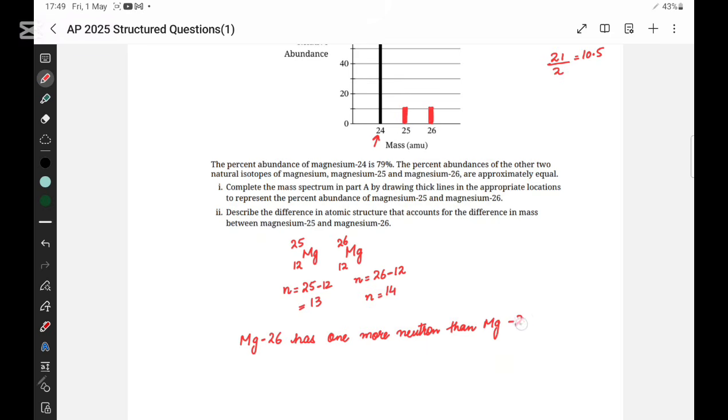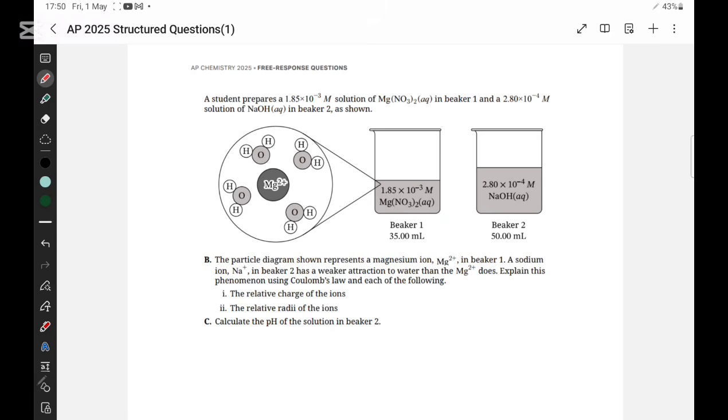So the next question, a student prepares a 1.85 times 10 to the power minus 3 molar solution of magnesium nitrate in beaker 1 and 2.80 times 10 to the power minus 5 molar solution of NaOH in beaker 2. The particle diagram shown represents a magnesium ion in beaker 1. A sodium plus ion in beaker 2 has weaker attraction to water than magnesium plus 2 does. Explain the phenomenon using Coulomb's law and each of the following.